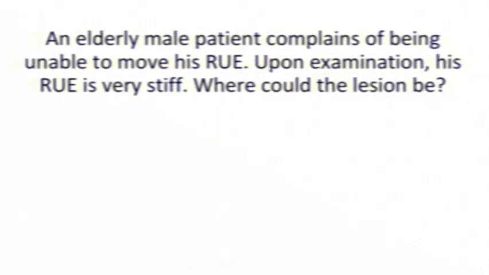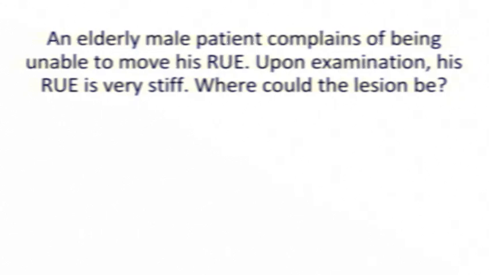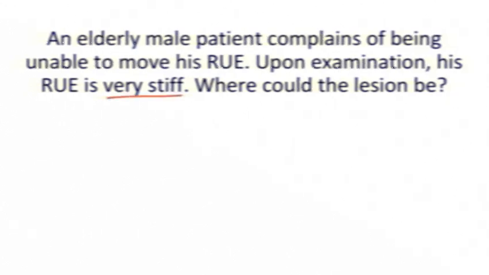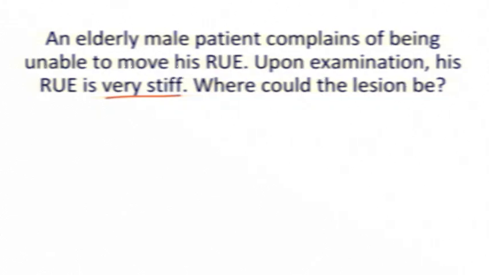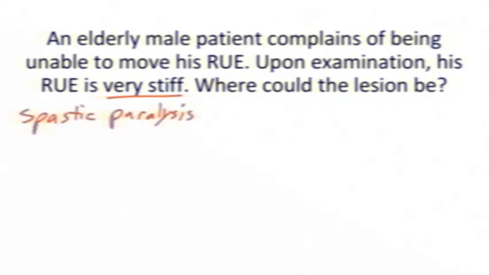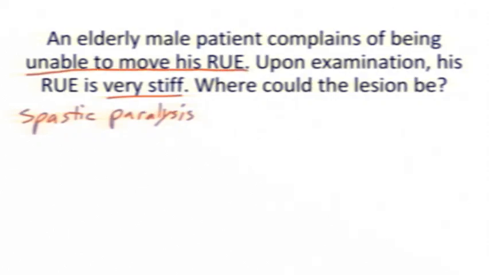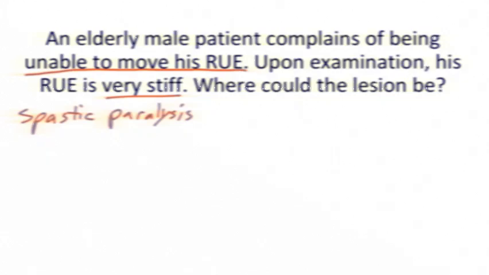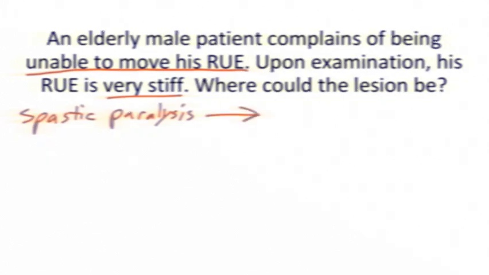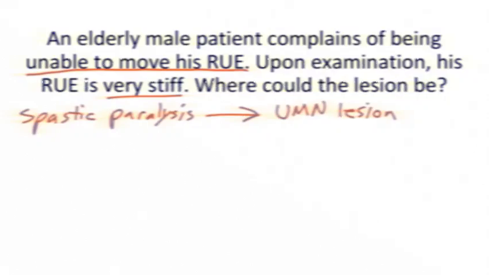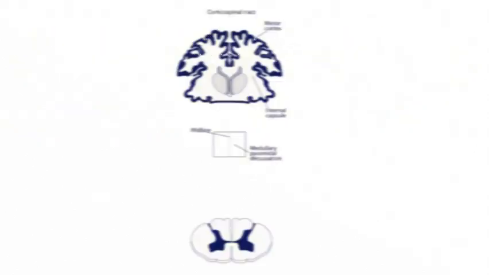Let's do another question. Let's say an elderly male patient complains of being unable to move his right upper extremity. Upon examination, his right upper extremity is very stiff. Where could this lesion be? What's being described in this scenario is spastic paralysis. Notice that his arm is paralyzed, he's unable to move his right upper extremity, and he's demonstrating stiffness or hypertonia. So we believe that he has spastic paralysis, which is a sign of an upper motor neuron lesion. Whenever you get an upper motor neuron or lower motor neuron question, think of the corticospinal tract. So let's take a look at that really quick.